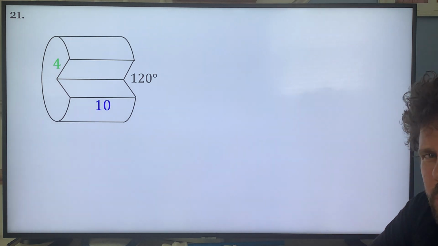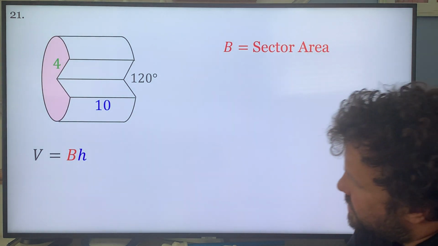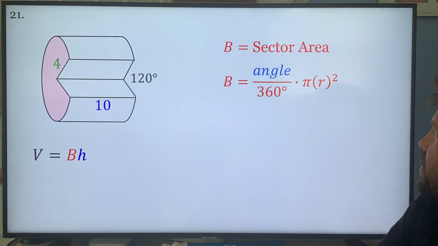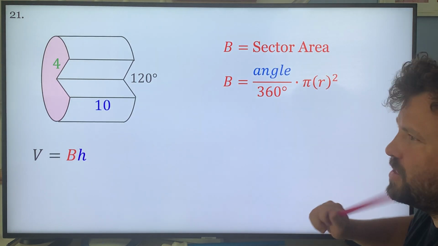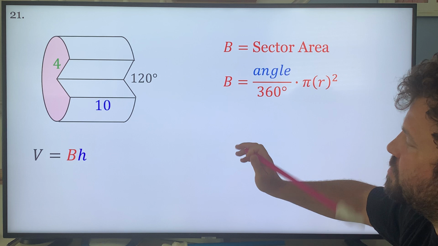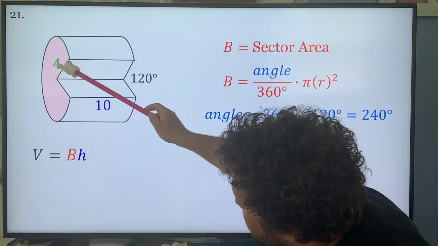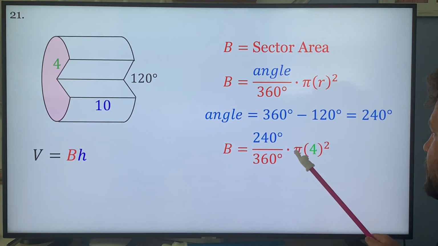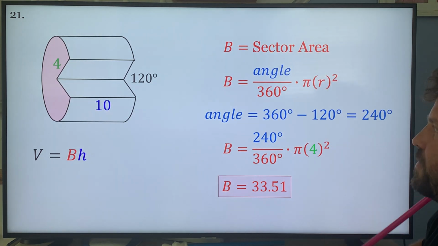Last one. Ooh, let's see if you guys remember back to this. It's the volume of a prism, base times height. The base is this. You have to find the sector area. So how many degrees is that? Well, it's the angle over 360 times pi r squared. Remember we used to find these? Chapter 10. It's not 120, it's 360 minus 120 is 240. So this angle right here is 240 degrees. So 240 divided by 360 times pi, 4 squared, gives you this area right here to be 33.51.